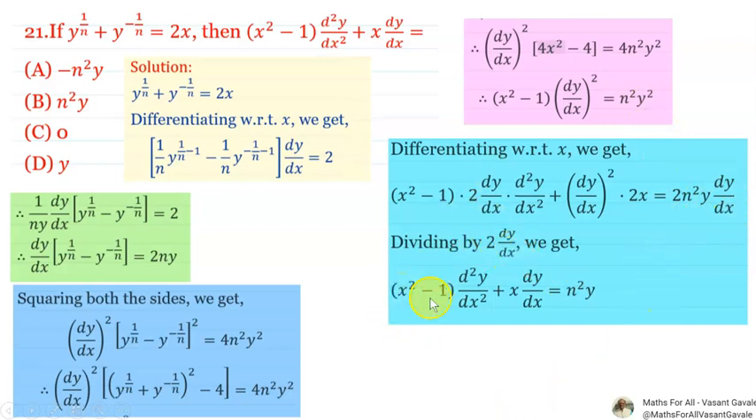Then in bracket you will get x square minus 1 d2y by dx square plus x into dy by dx is equals to n square y. And hence option B हा या ठिकाणी कसा आहे तर तो करेक्ट आहे. हे एक्झाम्पल्स टफ आहे, मला प्रॅक्टिस करावं लागेल. नेक्स्ट एक्झाम्पल.